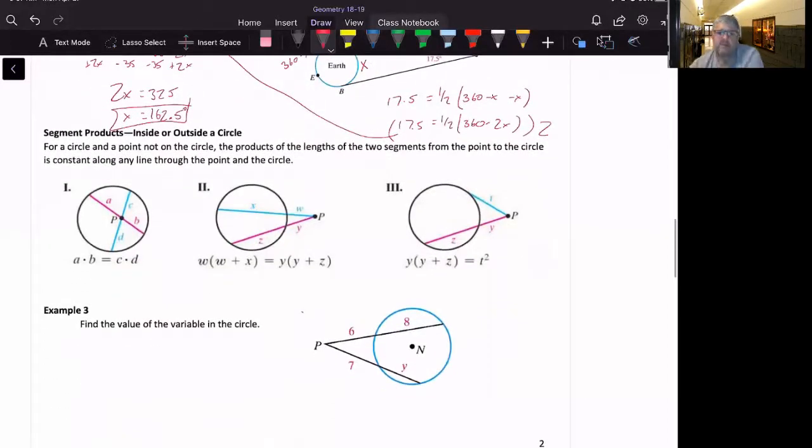All right, segment properties. Not only does it do stuff with the angles when it intersects inside and outside the circle, it also does stuff to the segments. When it intersects inside the circle, the product of the pieces of each segment is equal. So let's see, maybe 6 and 3, which is 18, and 9 and 2, which is also 18.